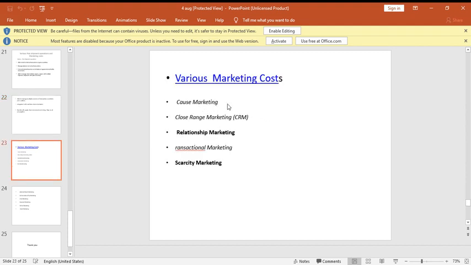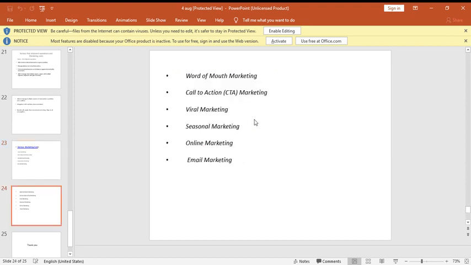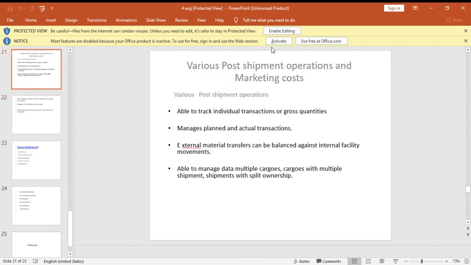And the various marketing costs are cause marketing, close range marketing, CRM, relationship marketing, transactional marketing, scarcity marketing, word of mouth marketing, call to action CTA marketing, viral marketing, seasonal marketing, online marketing, and email marketing. So by this, the chapter is completed.